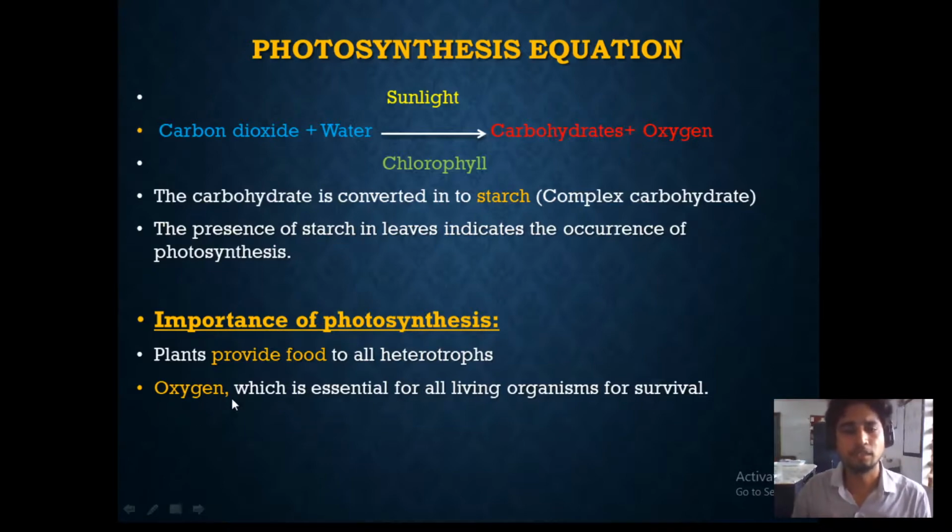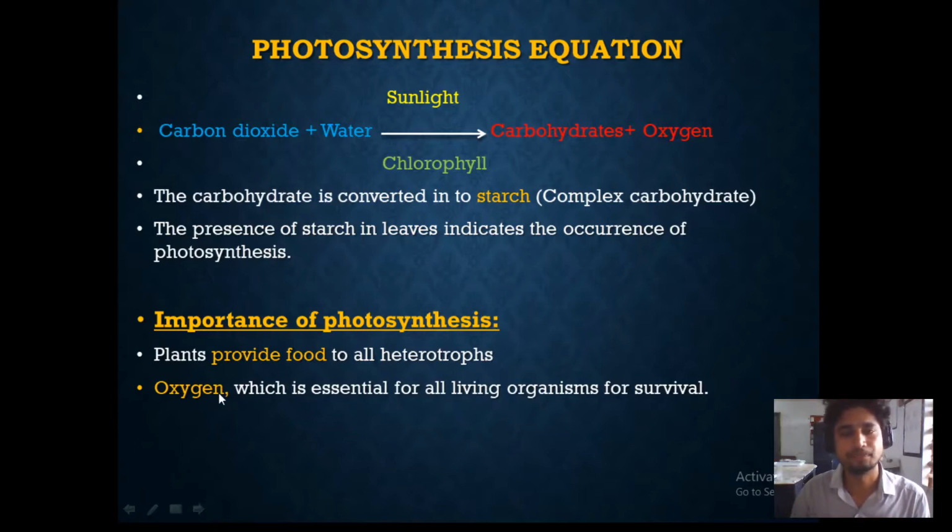Let us see the importance of photosynthesis. How important is photosynthesis? Because this is giving us food and oxygen, it is very, very vital. Plants provide food to all the heterotrophs. We know heterotrophs are organisms that depend on other organisms for their food. Humans and all animals are dependent on other organisms, which are nothing but plants. So we are all dependent on plants for our food, directly or indirectly. That's why plants provide food to all of us.